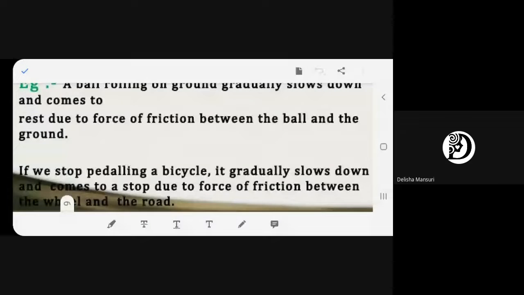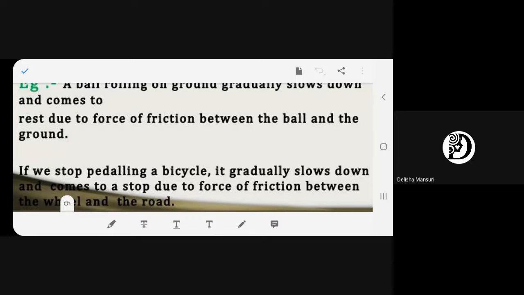Means if we stop pedaling this bicycle, if we do not give the force, then after some time it will stop, because force is not applied to that bicycle.